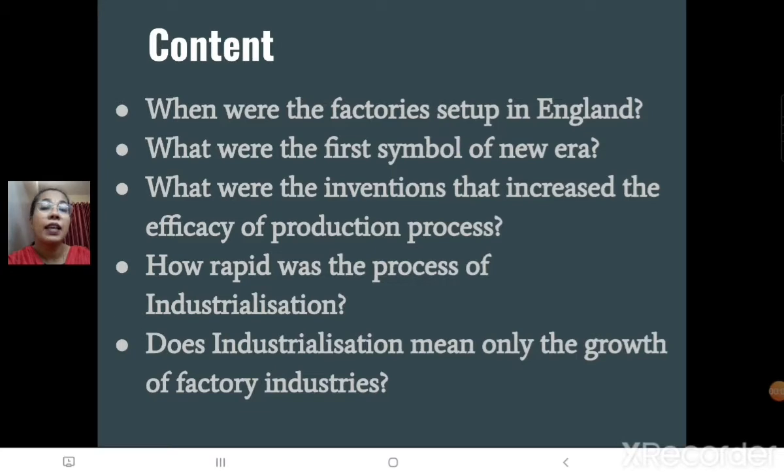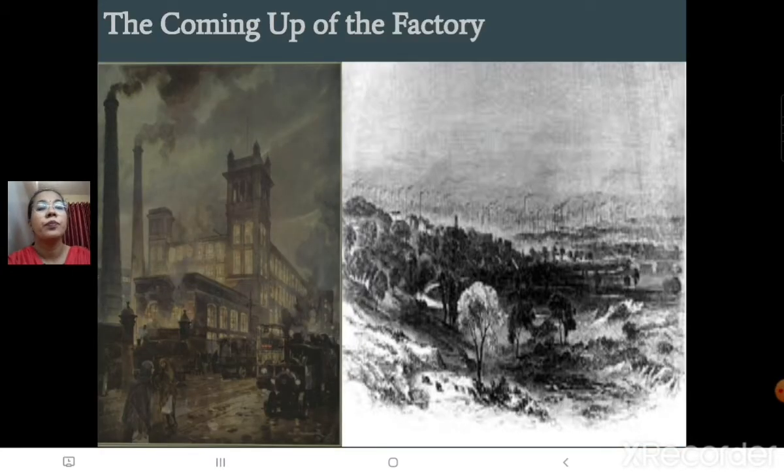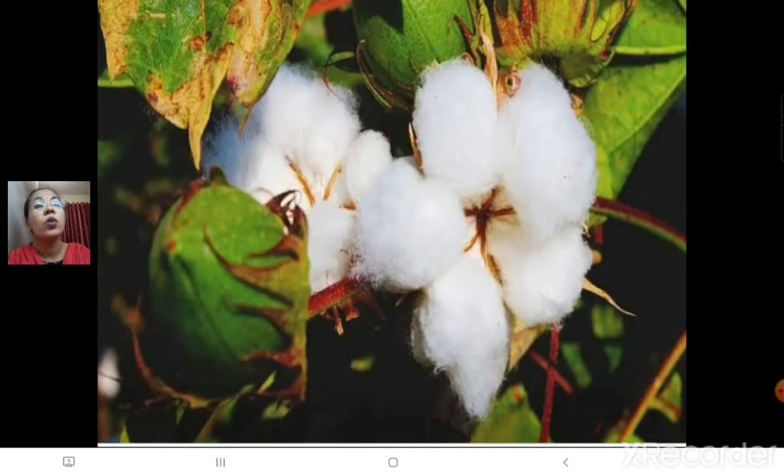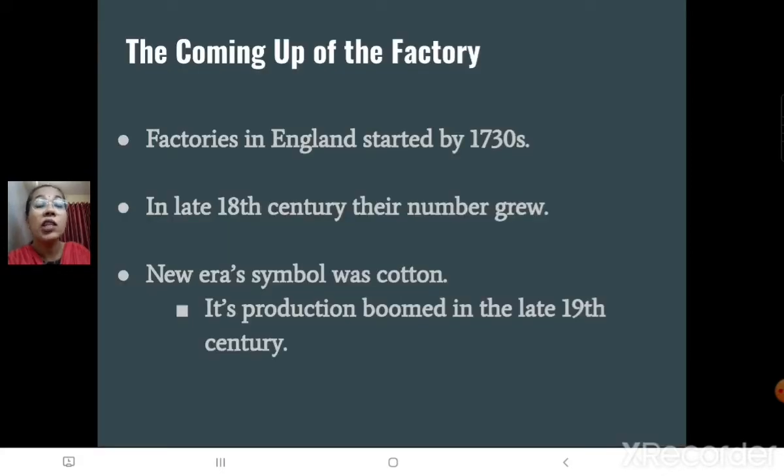So now we will see the coming up of the factory. This part will explain the transition of a phase from the proto-industrialization to the setting up of the factories. The earliest factories in England came up by the 1730s. But towards the late 18th century, the number of factories multiplied. Cotton became the first symbol of the new era. Its production boomed, that is, increased in the late 18th century.